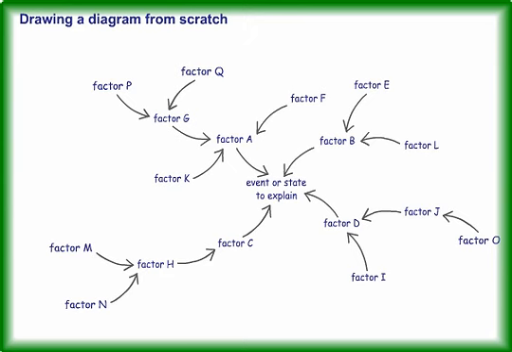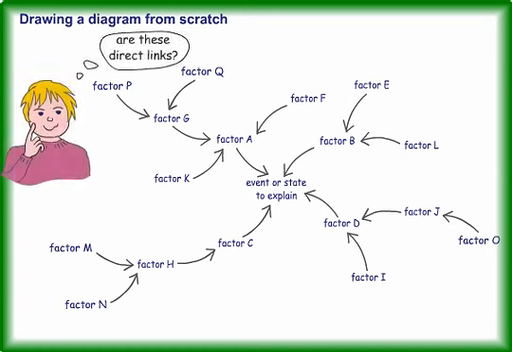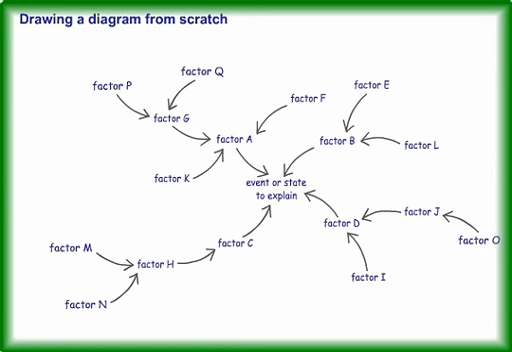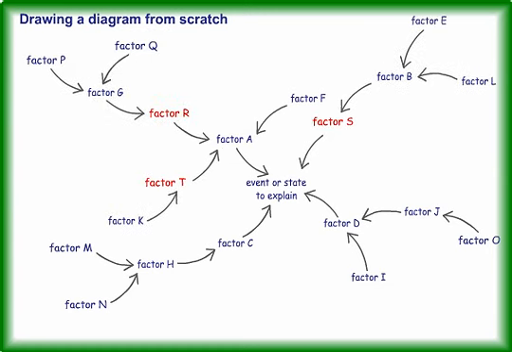Firstly, for each link, you need to ask, is this a direct link, or are there any intermediate factors it might be helpful to identify? This is important because each of these intermediate factors may itself have multiple causes, and one of these may provide the most promising way to intervene in the situation.